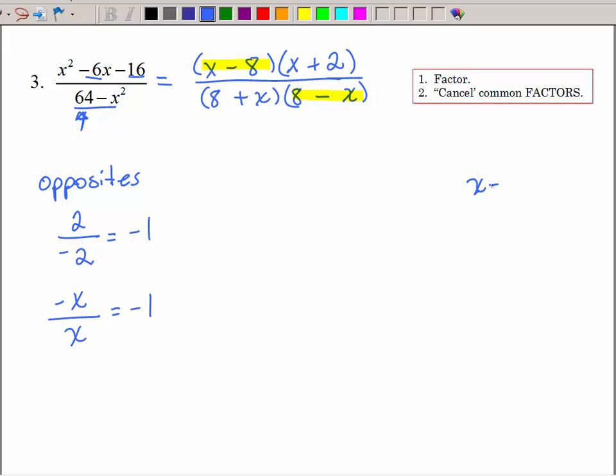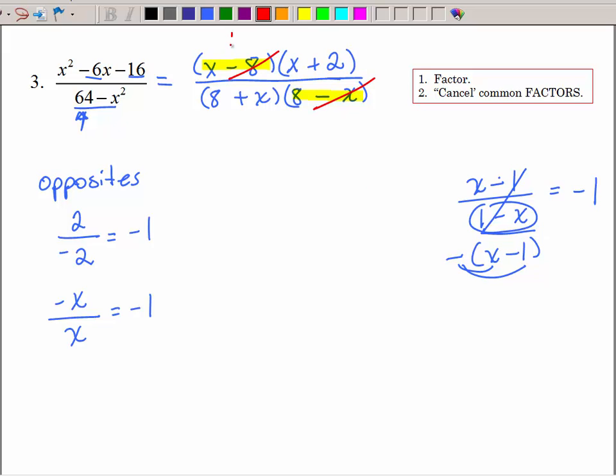So if I have x minus 1, the opposite of that one, remember, is 1 minus x. We redid that in a previous video. And the reason why that's the opposite is that you could rewrite this as negative x minus 1. If you distribute that, you would get this. And so if you reduce those opposites, you get negative 1. So even though x minus 8 and 8 minus x are not the exact same factor, they are opposites, so I can reduce them, but it doesn't leave a 1, it leaves a negative 1.